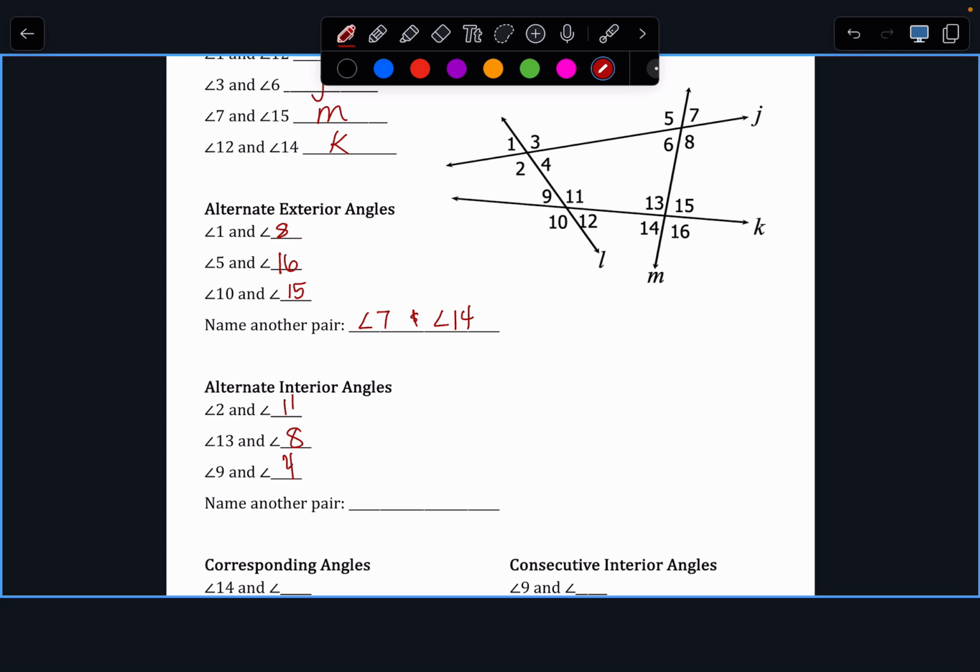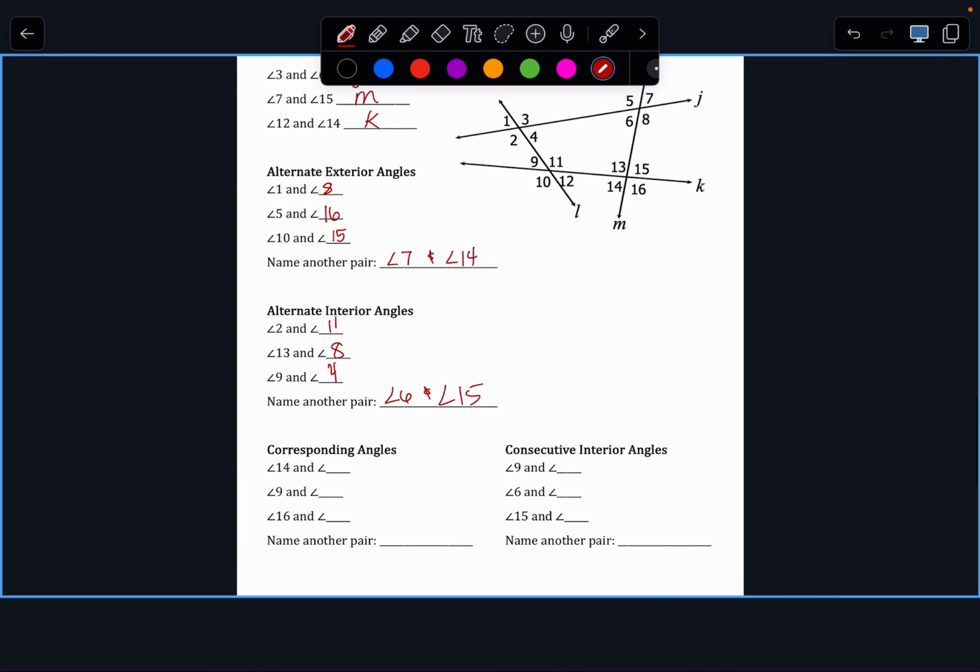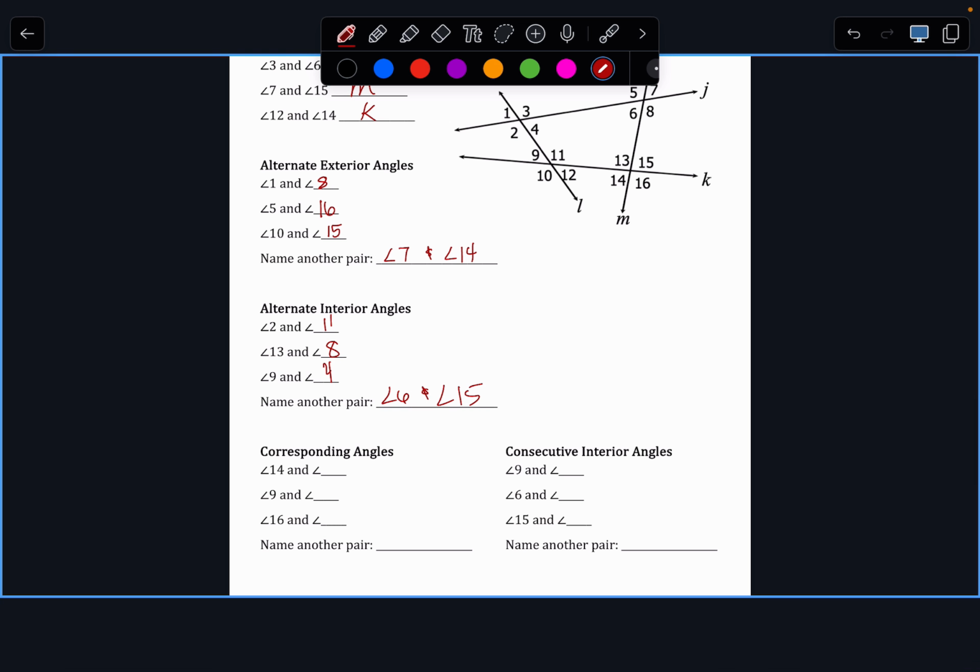Noah P., what'd you write down? Another pair of alternate interior. Angle 6 and 15. It's okay. We can write down the same thing. It's so much okay.